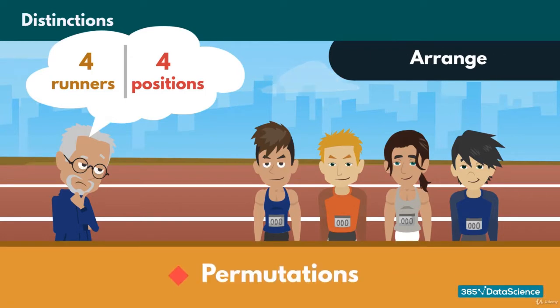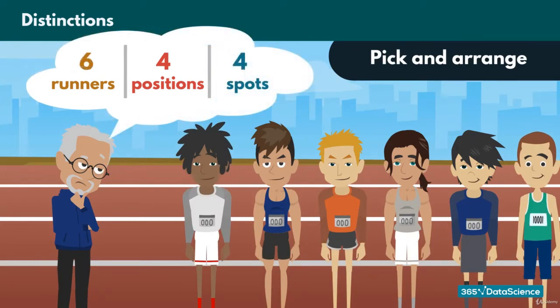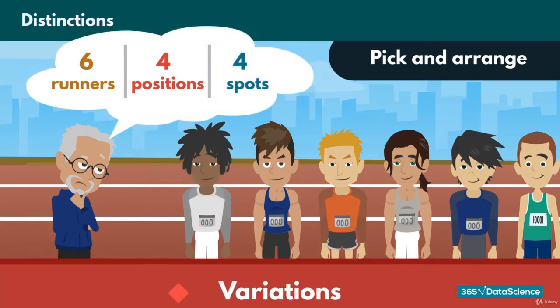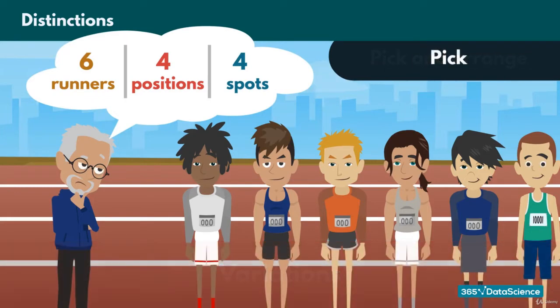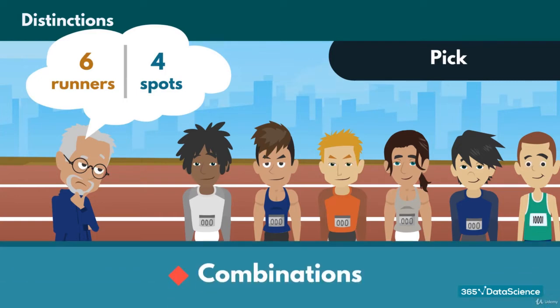If, however, we had to pick 4 out of 6 people on the team and then decide who runs which leg, we would require using variations. Alternatively, if we only care about which 4 out of the 6 runners made it into the team, we would be dealing with combinations. In this instance, we do not care who runs which leg, so order is irrelevant.